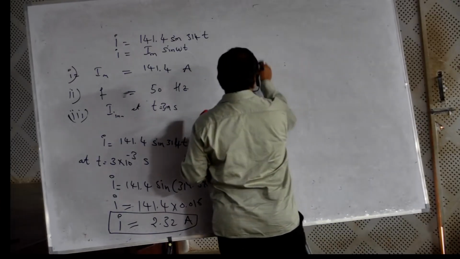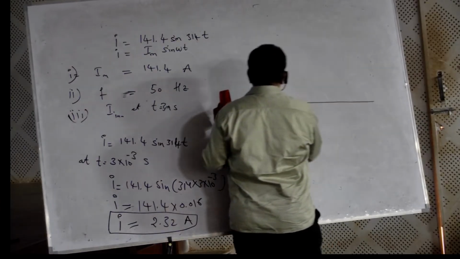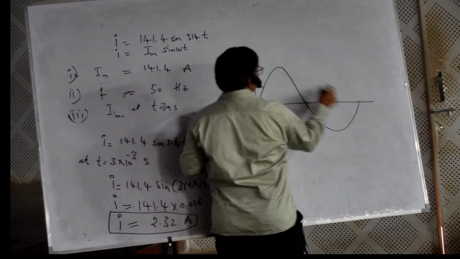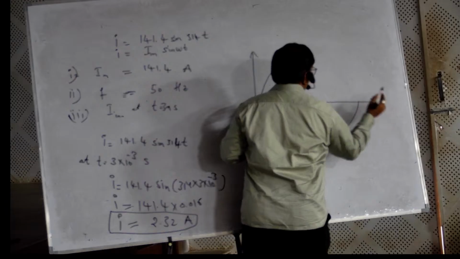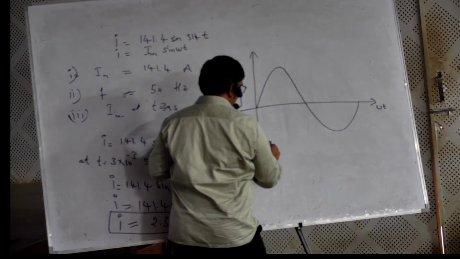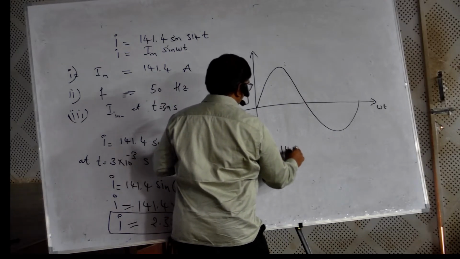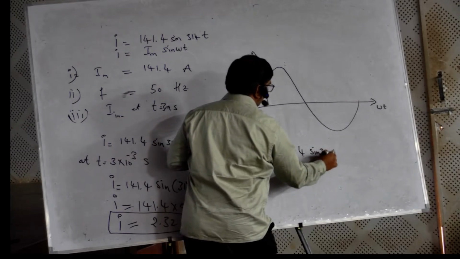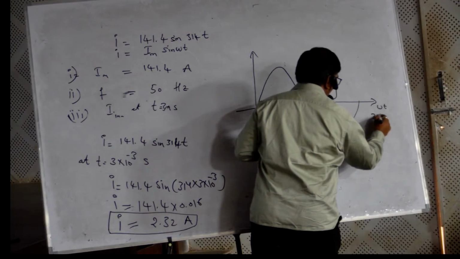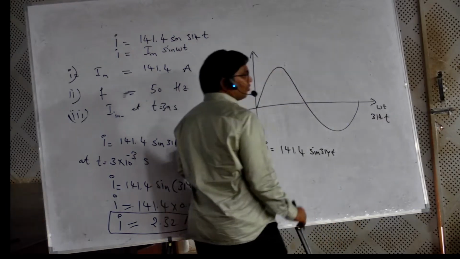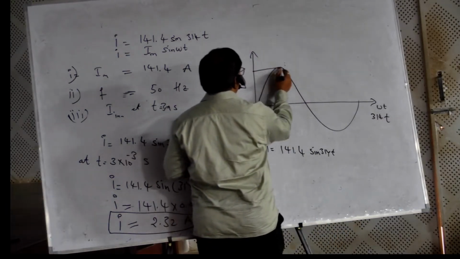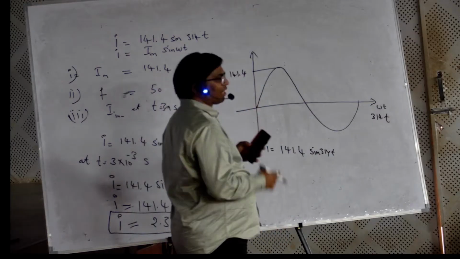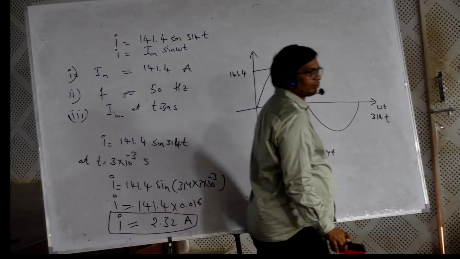What is the meaning here? It is a sine wave, omega t. So I have written this equation that I is equal to 141.4 sin 314t. So here it is 314t. This is the maximum value. What is the maximum value? 141.4. So what is the time now? 314t.